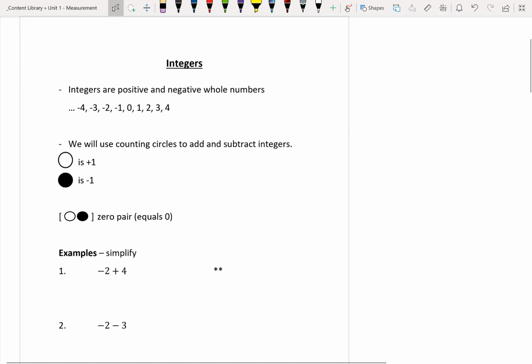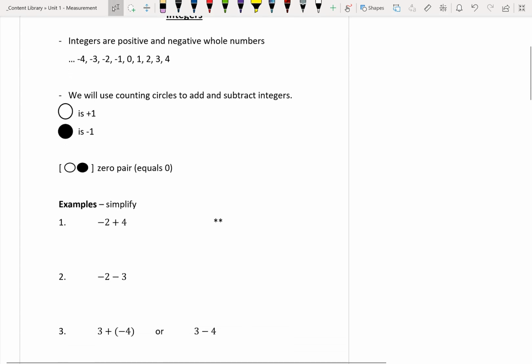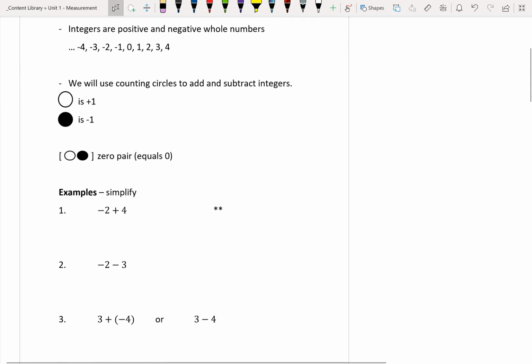When we're counting integers, we're going to be using counting circles to help us visualize adding and subtracting integers. So we'll use our white circle for +1 and a filled in circle for -1. When we have one of each, or +1 and -1, we consider that a zero pair and that they equal 0. So if I look at my examples, I want to simplify each expression as much as I can.